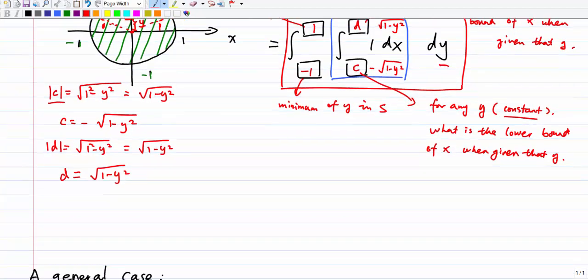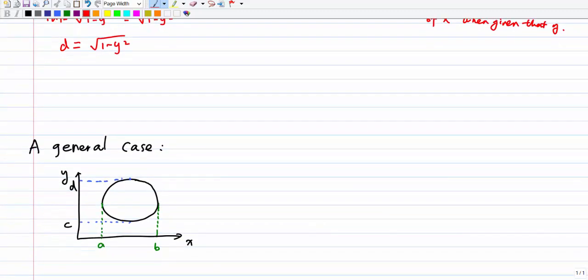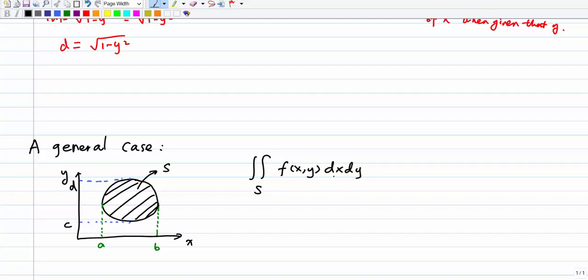Now let's go to a general case. When we have a general area, how can we do that? Assuming that this is my general area, I want to integrate over it. Let's say the region is given as S. When I integrate over S, I can have any function f dx dy over this region.